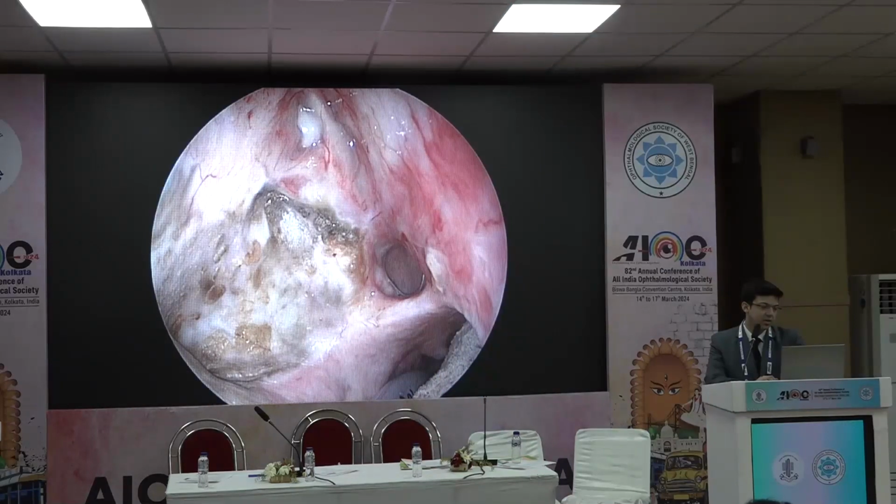And if we look endoscopically at this patient, you see the scar from the previous surgery, and this is the nasal cavity. And down below you can actually see the endotracheal tube. So there's no compartmentalization between the nasal cavity and the oral cavity in this patient.